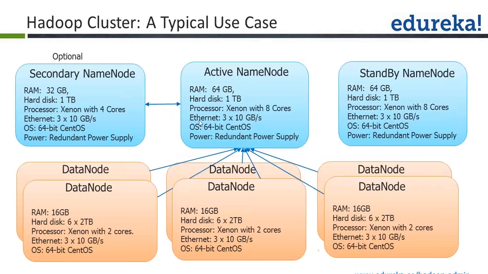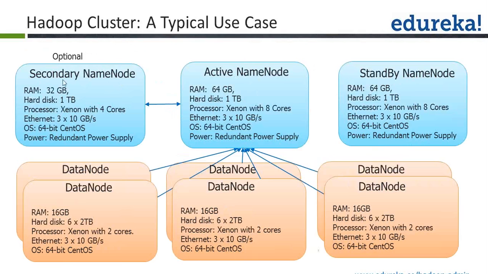In this case, I have 1, 2, 3, 4, 5, 6, 7, 8, 9. So this is my 9 node cluster, and this is the secondary node. Secondary name node is optional. Optional in the sense that if you don't have a standby name node, you will definitely need a secondary name node. Now, if you have a standby name node, you will be eliminating your secondary name node. You don't need a secondary name node.